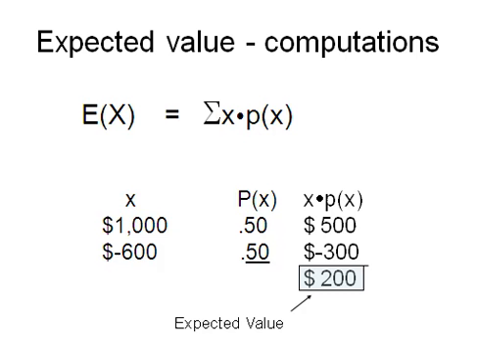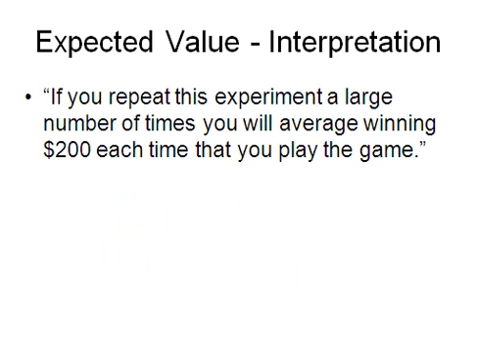Now, what's very important here is the interpretation of the expected value. If I repeat this experiment a large number of times, you will average winning $200 each time that you play the game. That's what you're going to average. But the expected value only has meaning if you're going to play something a large number of times.